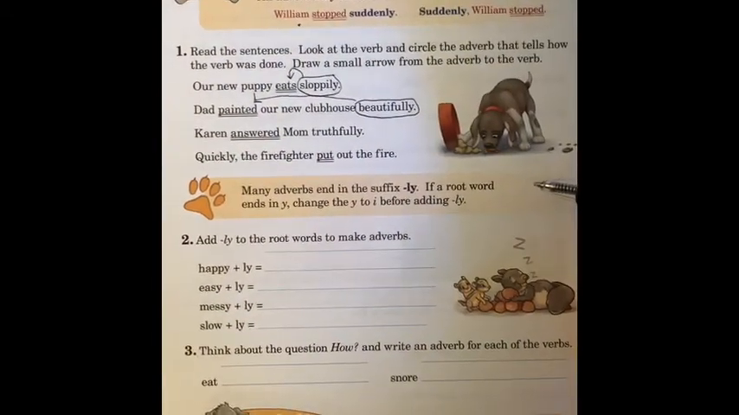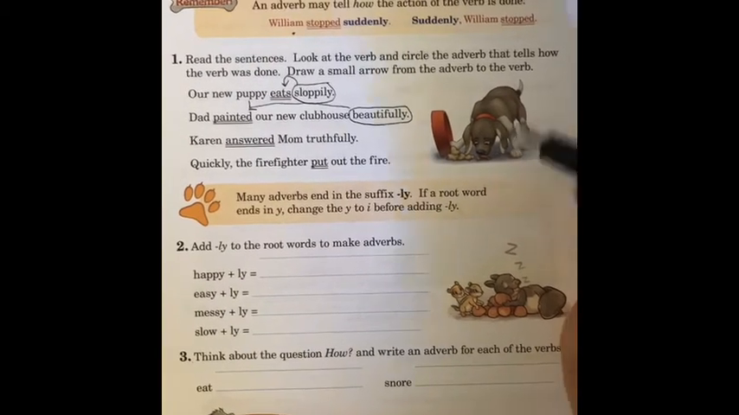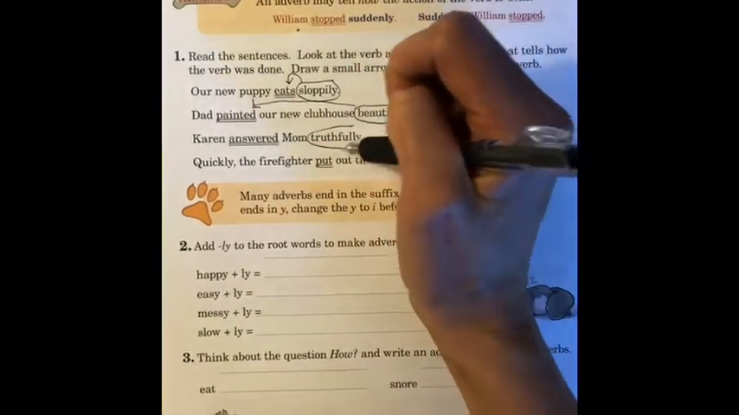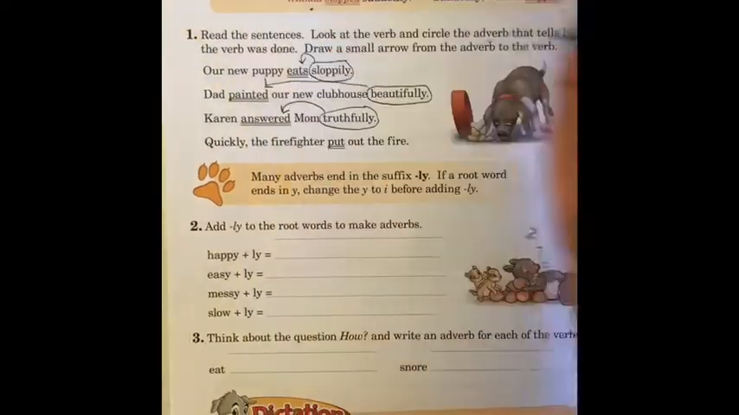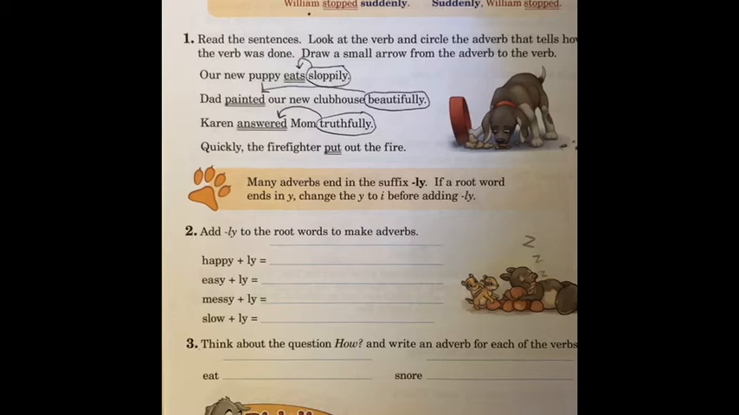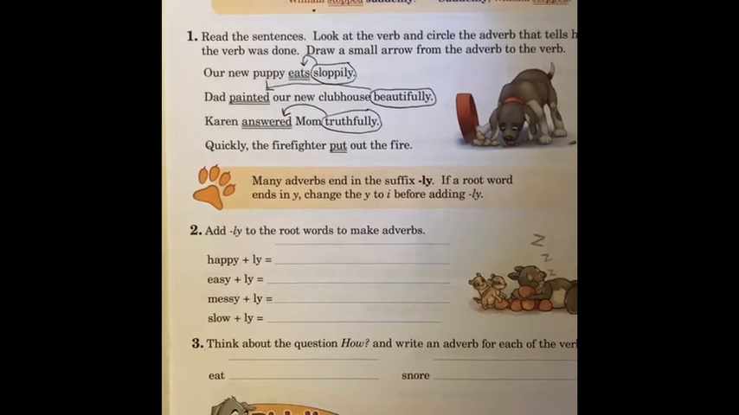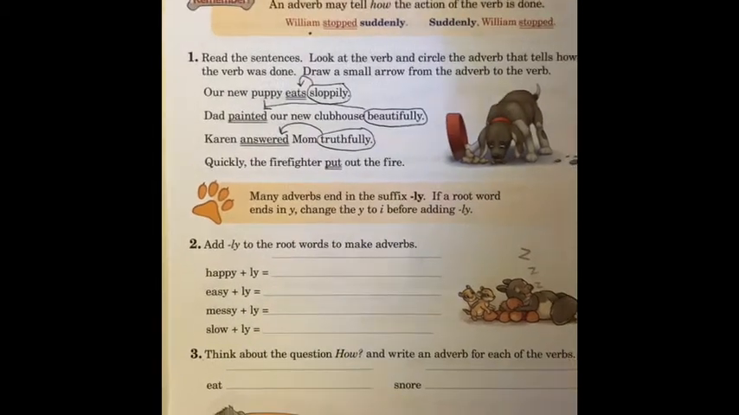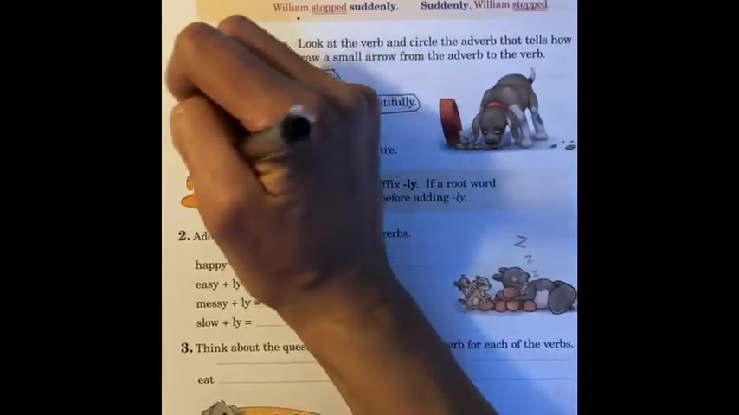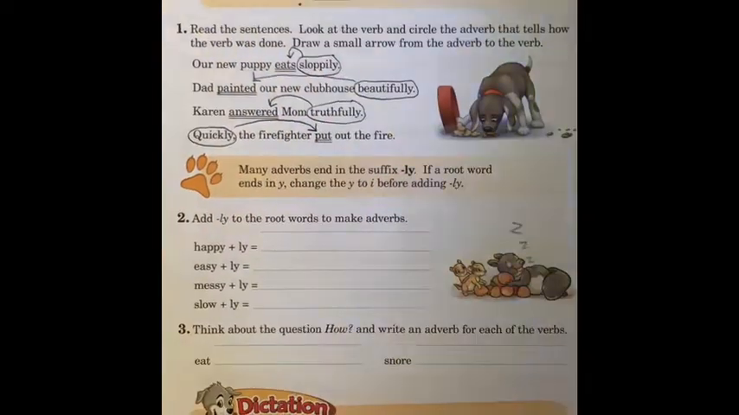Karen answered Mom truthfully. How did Karen answer? She answered truthfully. So truthfully describes how she answered. Quickly, the firefighter put out the fire. How did he put it out? Did he slowly put it out? No, he quickly put it out. So quickly describes how he put out the fire.